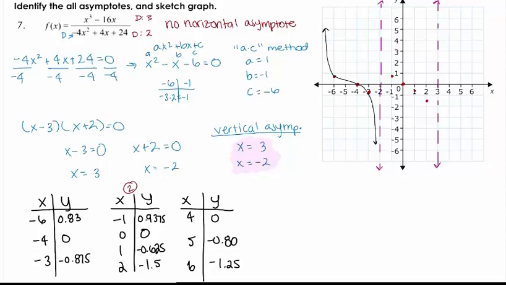And our last set of points. We will have 4, 0, 5, negative 0.80, and 6, negative 1.25. When that one's drawn out, it's going to look like this. And that will be your final sketched graph for number 7.